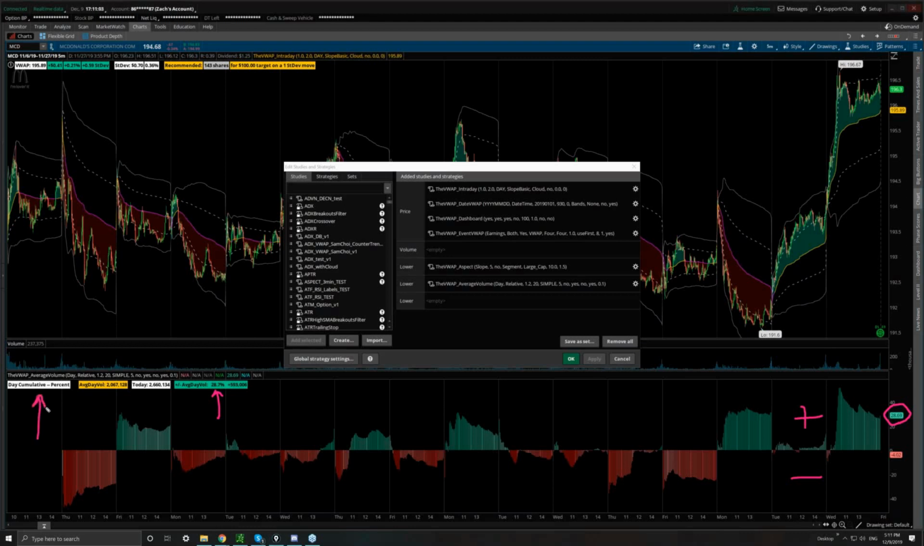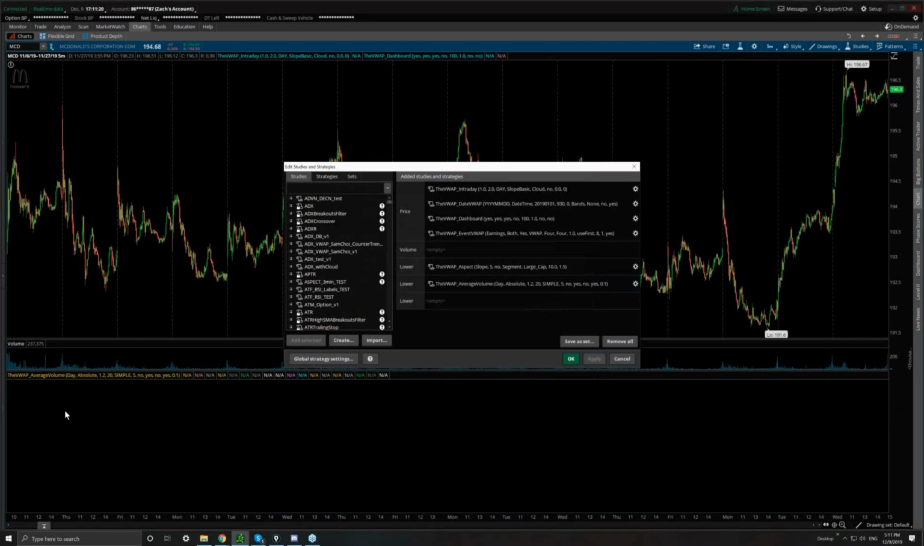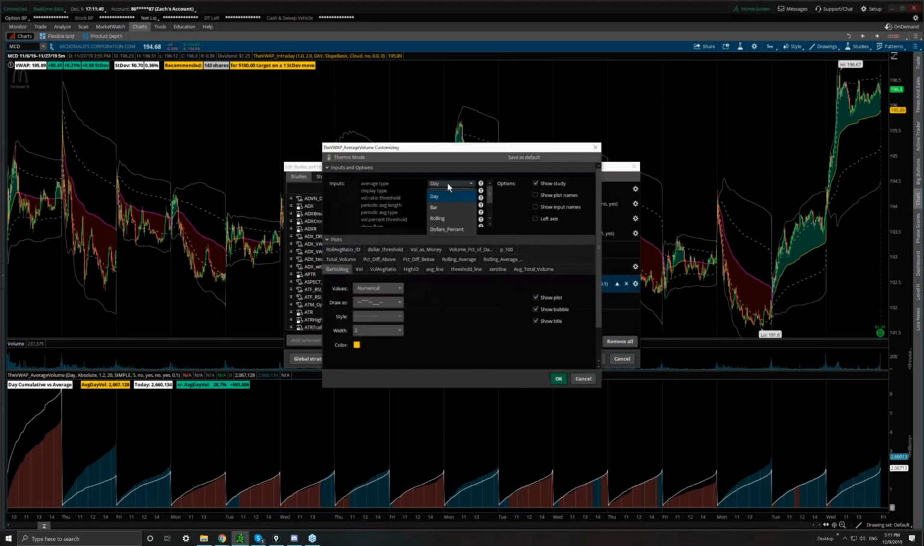You can actually see up here, this label will change to display whatever variant you are currently looking at. So when I change it back from relative to absolute, you'll see that the day cumulative percent changes as well. It now should say, yep, day cumulative versus average. When we change this from day to bar, what we're shifting is we're changing from a daily accumulated average volume to a bar by bar comparison.